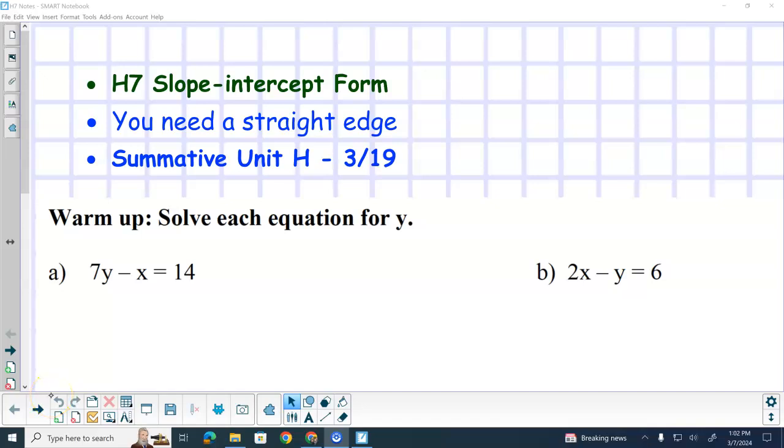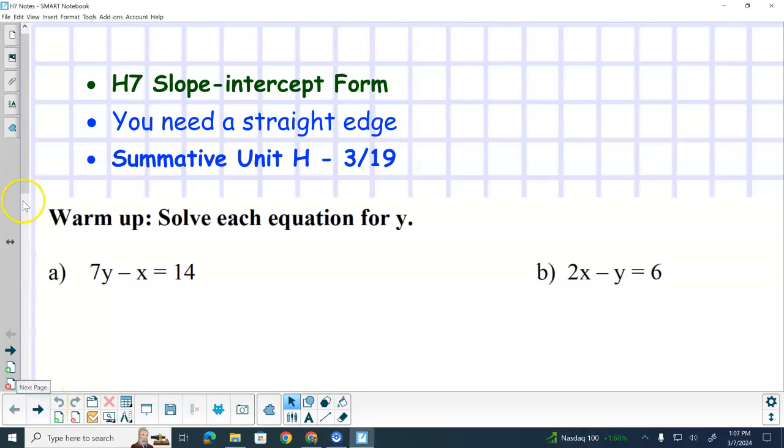So we're in your note packet today, H7, 2 warm-ups for me. Solve those 2 for Y. No, I just lost my place this morning. Go for it.